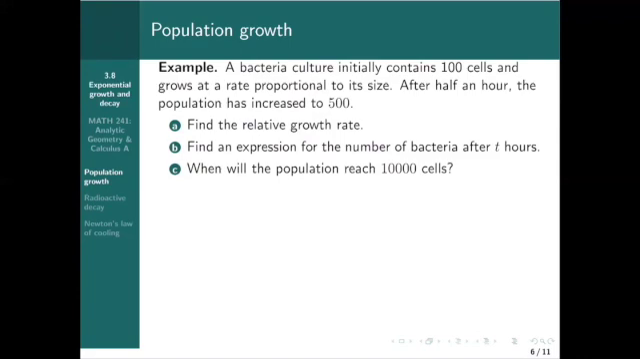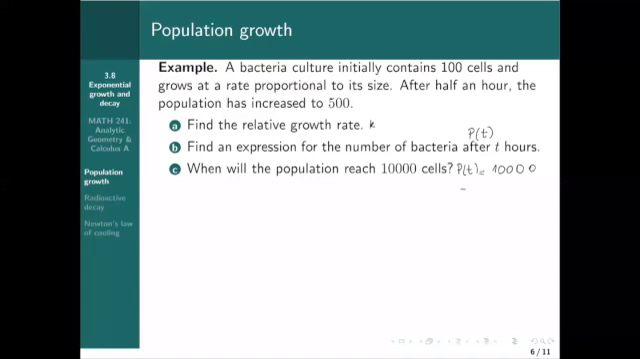In letter A, we are asked to find the relative growth rate, which is the K in our formula from the previous slide. In letter B, we have to find an expression for the number of bacteria after t hours. In other words, we want to give a function of the population of the bacteria culture, the number of cells at a given time t. And in letter C, they ask when will the population reach 10,000 cells? So we're saying that P(t) is going to be at some point equal to 10,000.